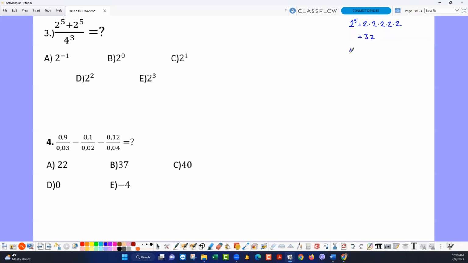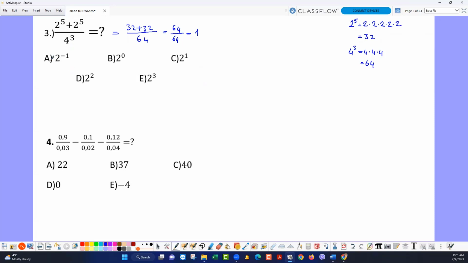And what about 4 to the power of 3, which is equal to 4 times 4 times 4? That's 4 times 4 is 16, times 4 is 64. So here I'm going to write 32 plus 32 over 64, which is 64 over 64, and that's equal to 1. But unfortunately, none of the answers is 1, which means the answers are given in terms of 2.